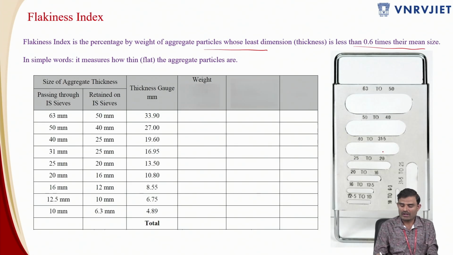Just before, we have seen that an aggregate particle passes through the 25 mm sieve and is retained on the 20 mm sieve. The mean of that is 25 plus 20, that is 45, by 2, that is 22.5. So this is your mean. Generally, for spherical particles, we assume that all the aggregate particles should be of 22.5. If not 22.5, they will range from 25 to 20, whereas 22.5 is the mean size.